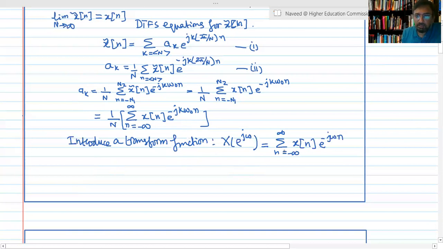And because of the properties of these discrete time complex exponentials, we can very easily show that the transform function capital X(e^jω) is in fact a periodic function with period 2π. So let us show the periodicity of this transform function before doing further steps on discrete time Fourier transform development.